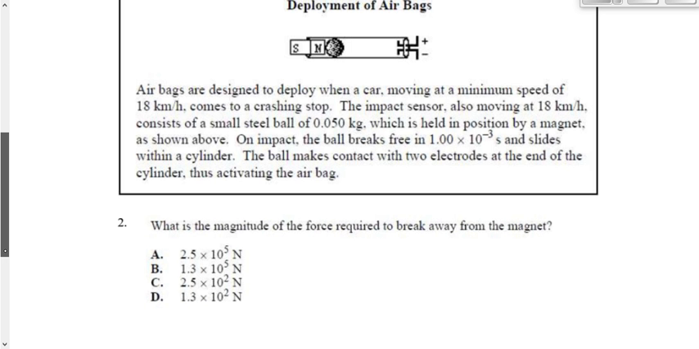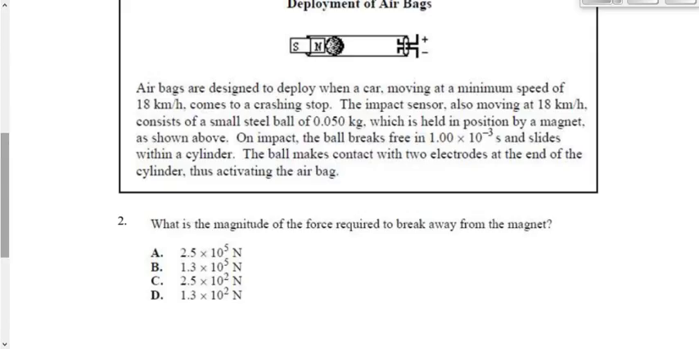Number 2 says airbags are designed to deploy when a car moving at a minimum speed of 18 kilometers per hour comes to a crashing stop. The impact sensor, also moving at 18 kilometers per hour, because of course it's moving with the car, consists of a steel ball of 0.05 kilograms, which is held in position by a magnet. You can see that's the case right there, right?